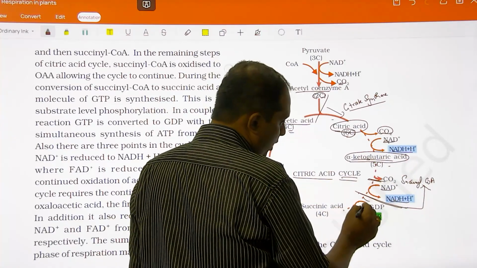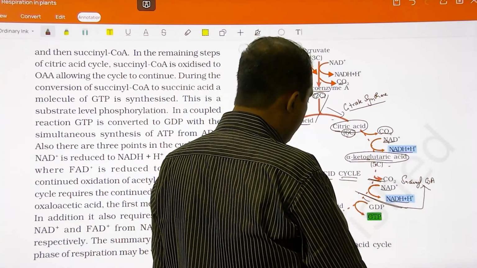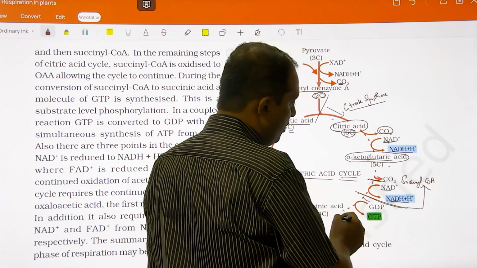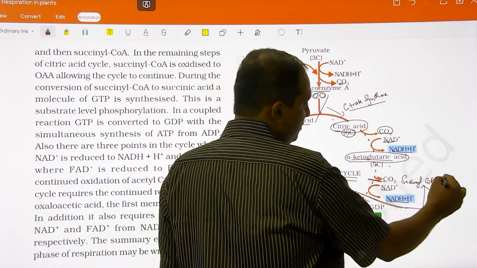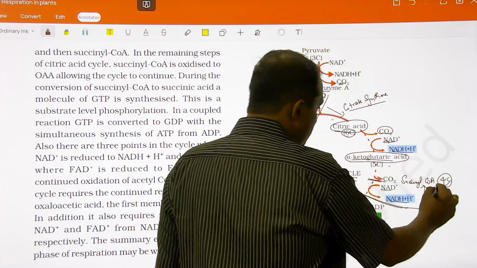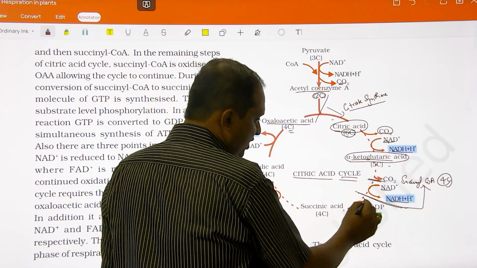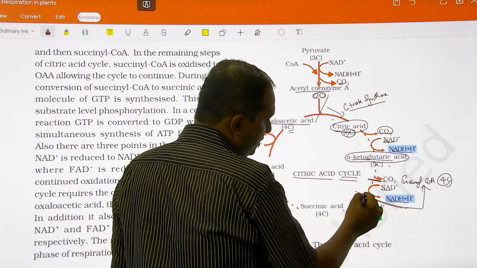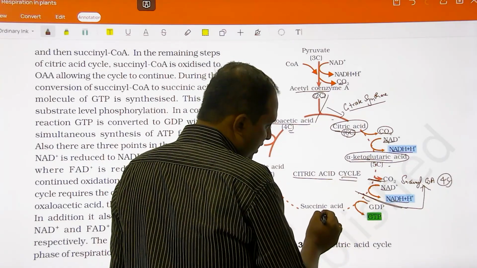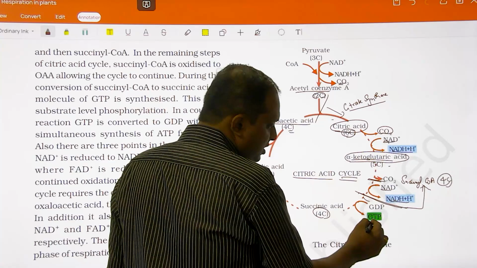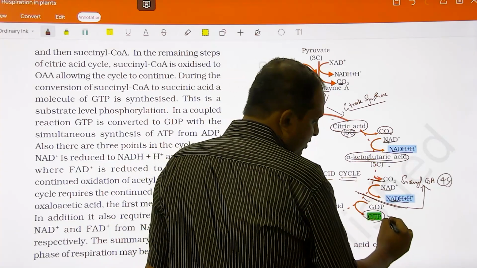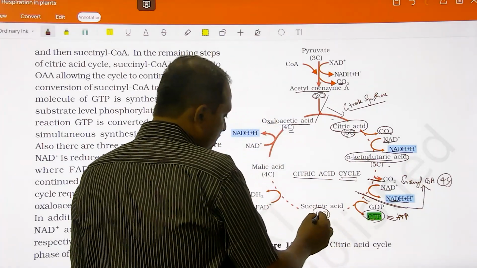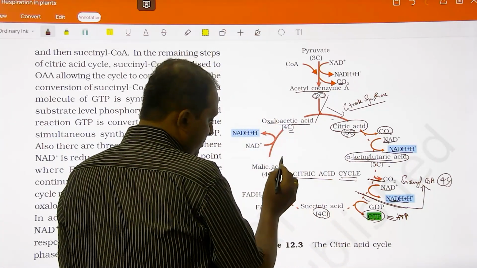So what is the carbon count of succinyl CoA? 4. Excellent, 4 carbon. Now this succinyl CoA becomes succinic acid or succinate. So succinyl CoA will become succinic acid, 4 carbon. Here a GTP is formed. This is something similar to ATP, right? Now succinic acid or succinate becomes malic acid.